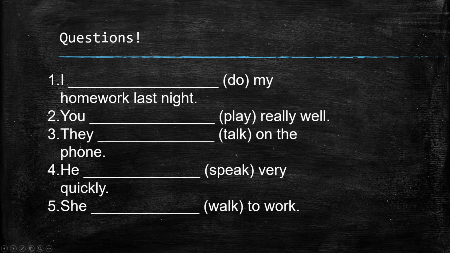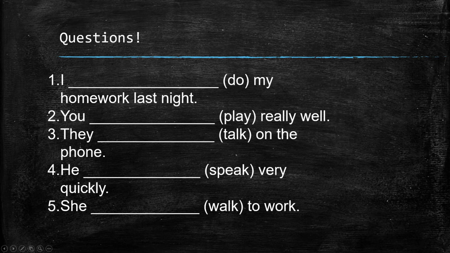I do my homework last night. So the first part here, we have the subject, I. So is it was or were? That's right, it's was. So I was, and this is the verb do. What we need to do is add ing. So I was doing my homework last night.